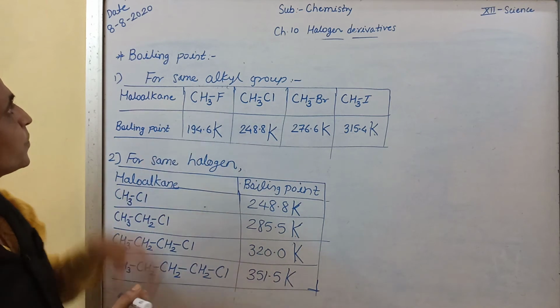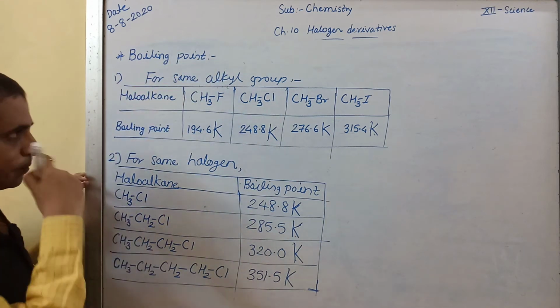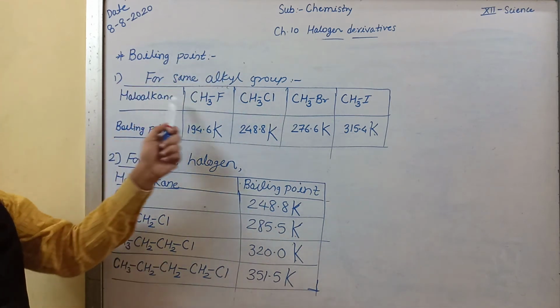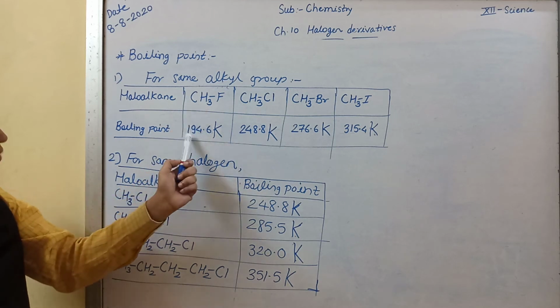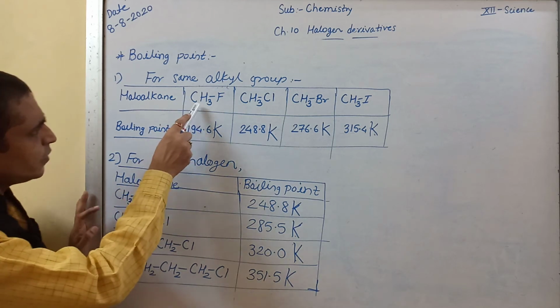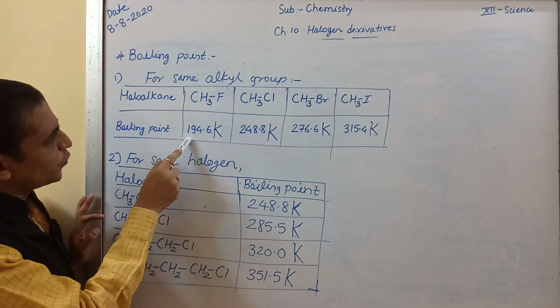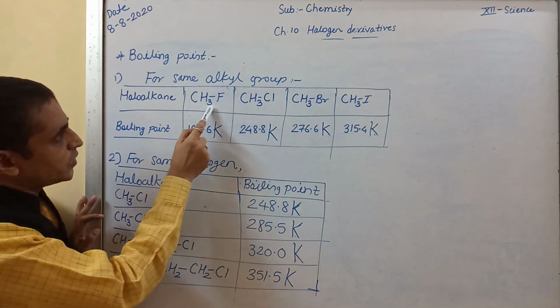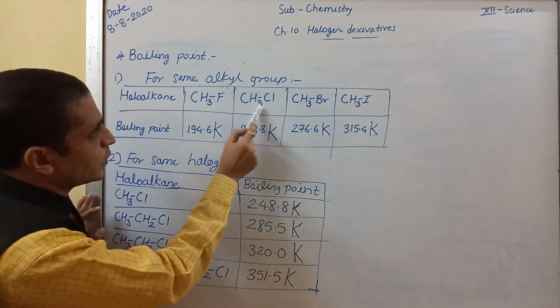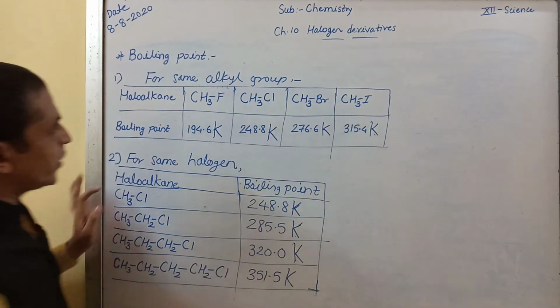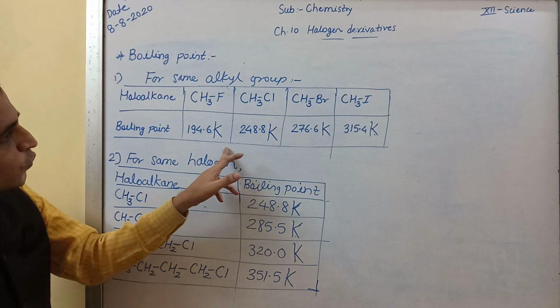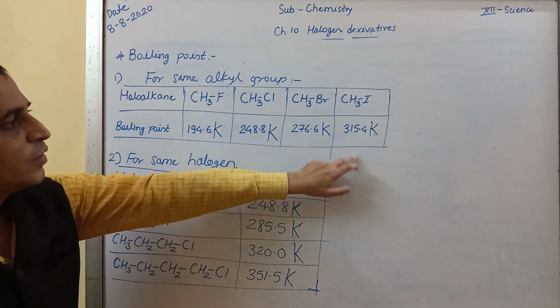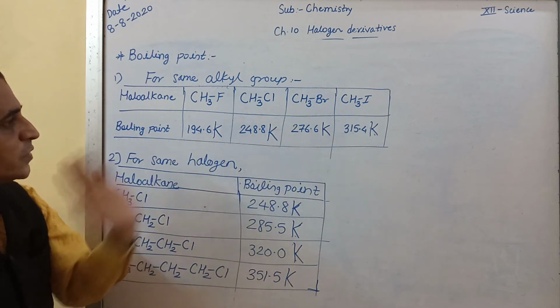Now come to alkyl halides. See, I have written some alkyl halides along with their boiling points. See this table. Methyl chloride boiling point 194.6 Kelvin. I have considered the same alkyl here. See, I have taken methyl chloride, methyl bromide, and methyl iodide. What happens? See, boiling point goes on increasing. What is the reason behind this?